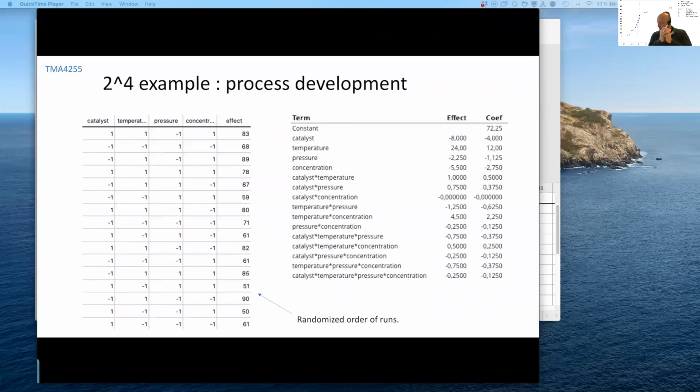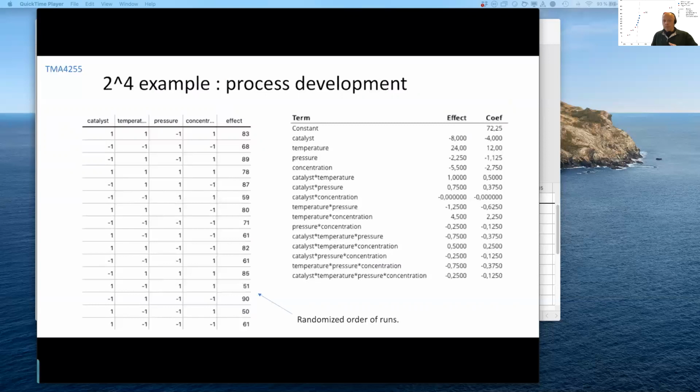So here's an example where we have not 2 factors, but 4 factors. There's a catalyst in an experiment, there's a temperature, there's a pressure and concentration, and we believe these affect the response, which is some efficiency in our experiment. So we vary them at high and low level and in all combinations of high and low levels. And this can be easily done in Minitab.